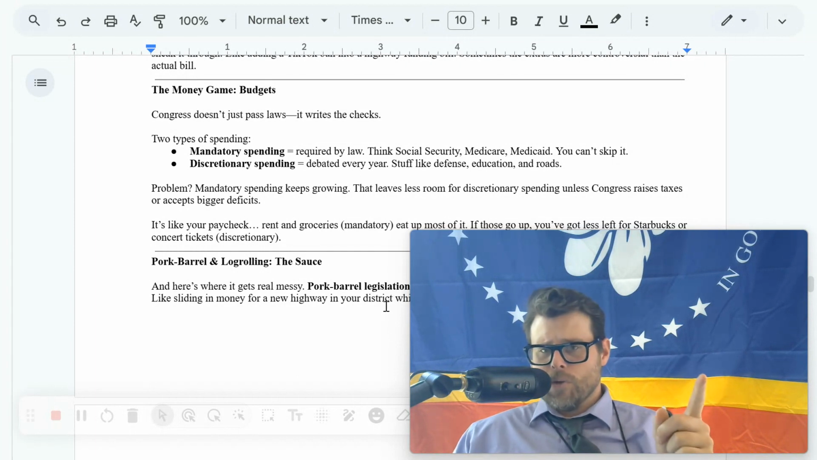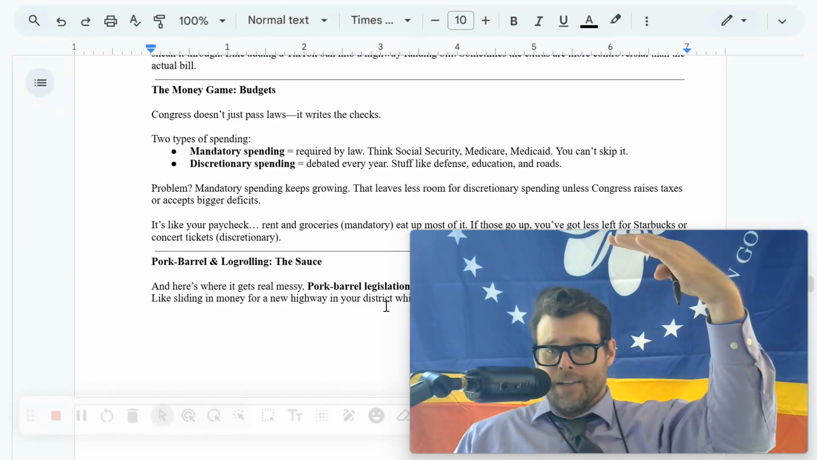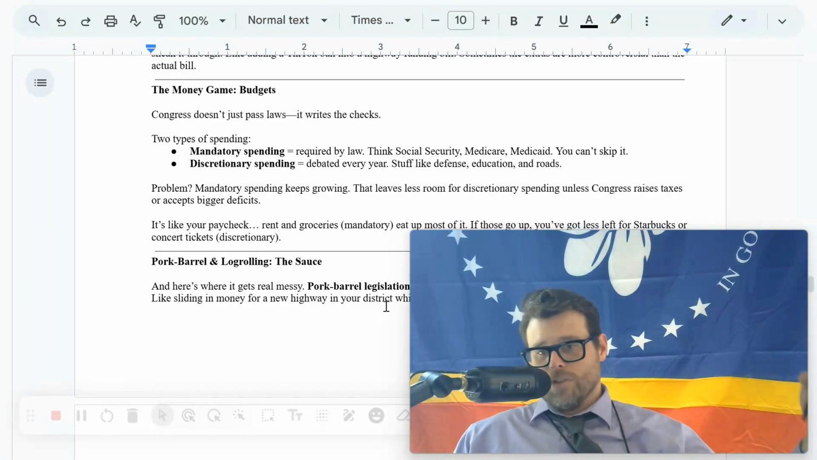And so this leaves less room for discretionary spending unless Congress raises our taxes, which has to happen in the House of Representatives, or accepts a bigger deficit. A debt ceiling can be increased, where we can then take out more debt, which is what we did this year.